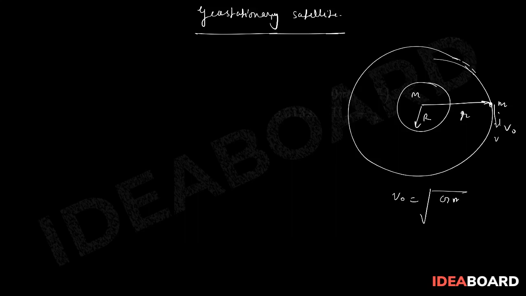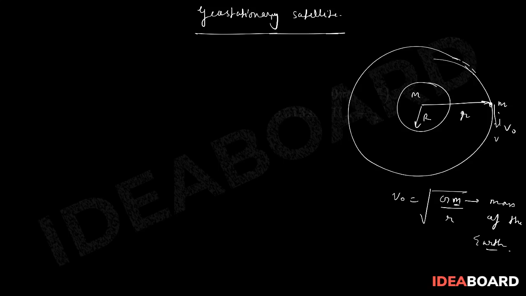For example, this is our Earth of mass M, radius of the Earth R, and the satellite's orbit is having radius small r, and this satellite of mass m is revolving in this orbit of radius r with a speed or velocity v0. We know that orbital velocity will be under root of GM upon r, where M is the mass of the Earth. You remember, this is the mass of the Earth, not the satellite. Basically, the mass of the planet around which this satellite is revolving.